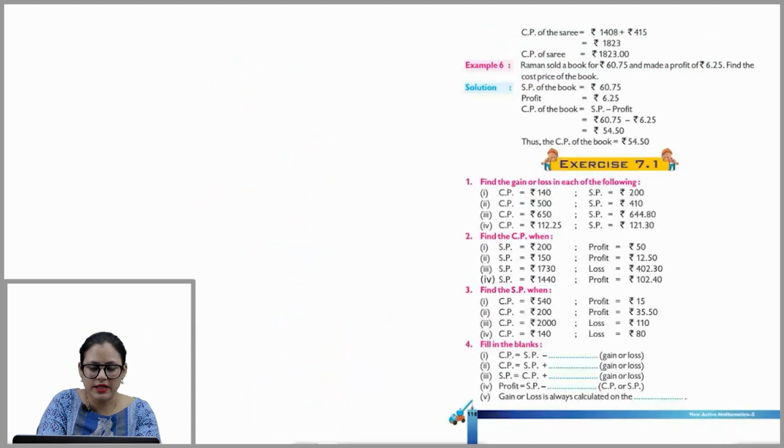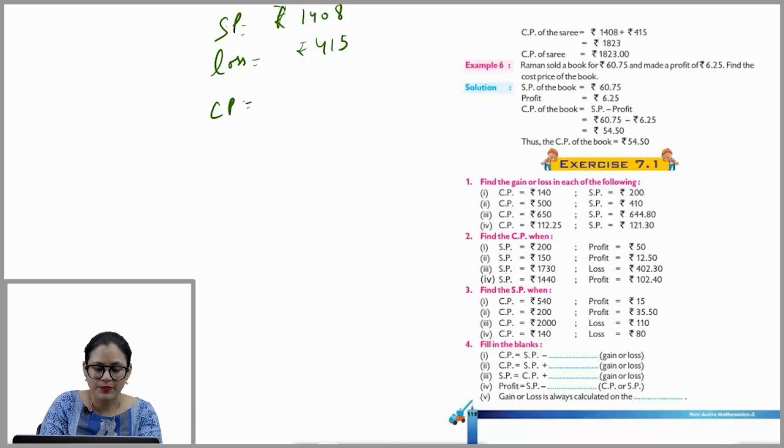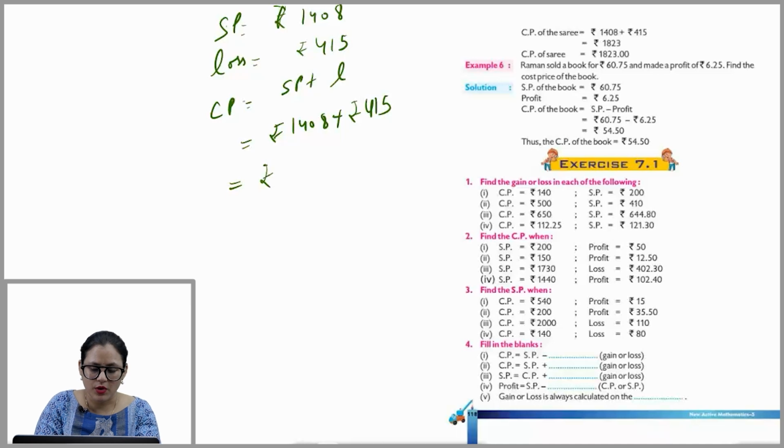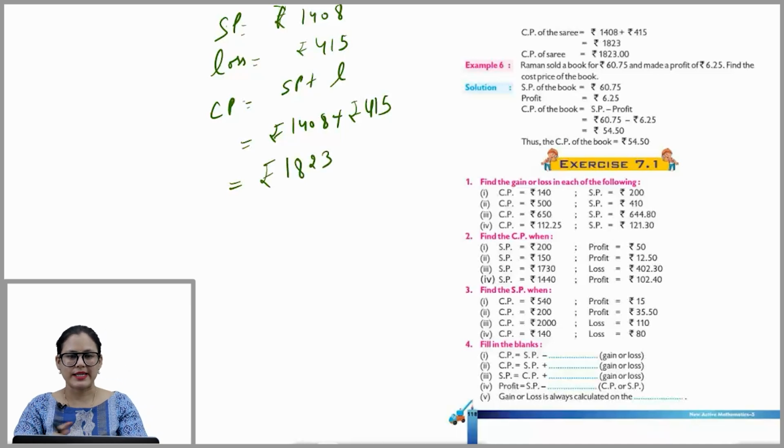See, SP of the sari is rupees 1,408 and loss is rupees 415. Now we have to find out the CP. So what is the formula? SP plus loss. So rupees 1,408 plus rupees 415. Okay, and so the cost price is 1,823. Right?